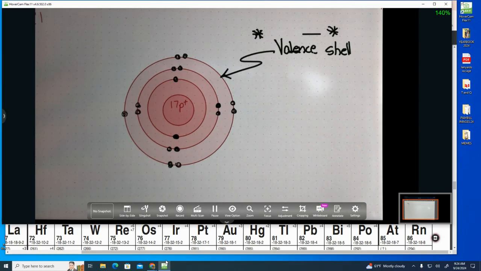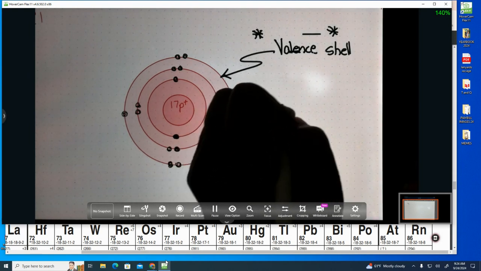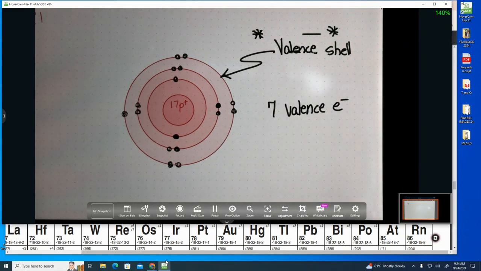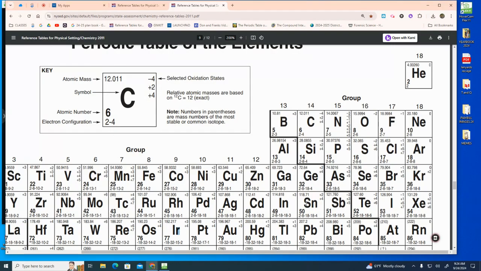How many valence electrons does it have? 7 valence electrons. Okay. How many valence electrons does it want to have? 8. All the elements on the periodic table want a full valence shell. Now, most of them want to have 8 because 8 is the maximum number of electrons you can have in your valence shell. There are a couple, like helium, that only need 2 to have their full valence shell. Keep that in mind because they only have 1 ring, and the first ring, the first energy level, can only hold a maximum of 2 electrons. So keep that in mind when I say full valence shell.